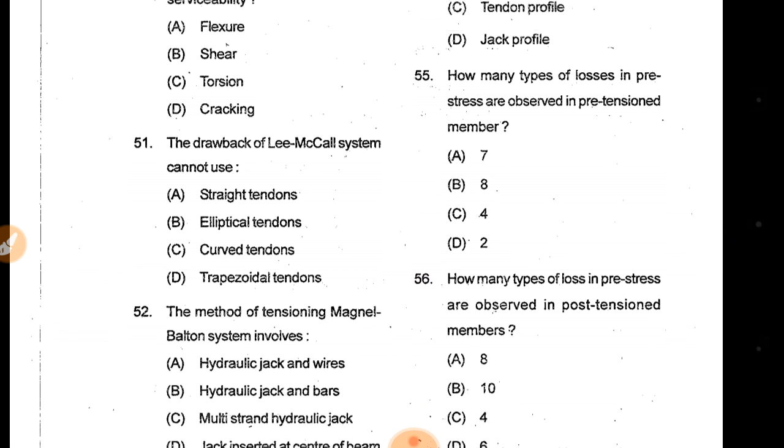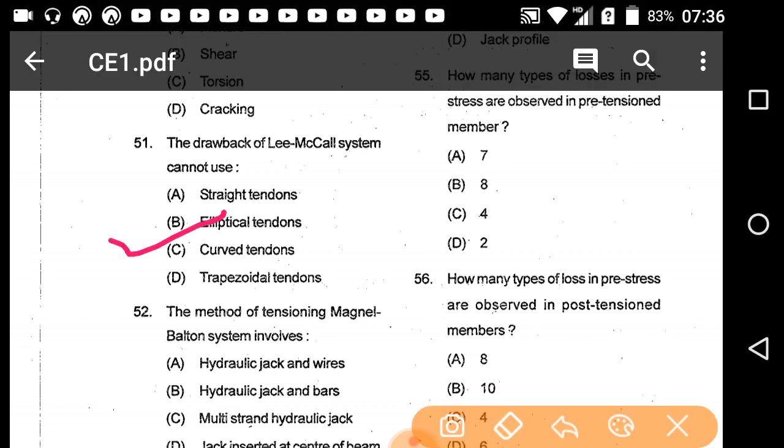Question number 51. The drawback of the Lee-McCall system is that it cannot use straight tendons, elliptical tendons, curved tendons, or trapezoidal tendons. So the correct answer will be curved tendons. So option C will be the correct answer.